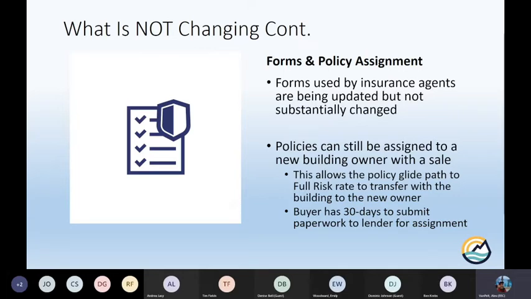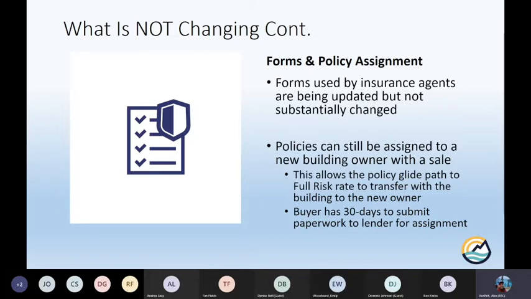Policies can still be assigned to a new owner at sale. So flood insurance is one of those very few policies where you can transfer your policy to the new owner when you sell your home, whereas your buyer would go and get their own homeowners insurance policy. Flood insurance can be assigned to the new buyer. So this allows people that have a discounted rate to transfer that rate to the new owner. So you can transfer that discount with the structure.